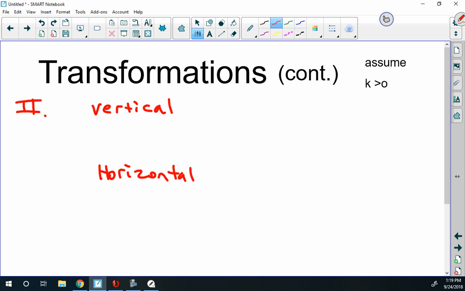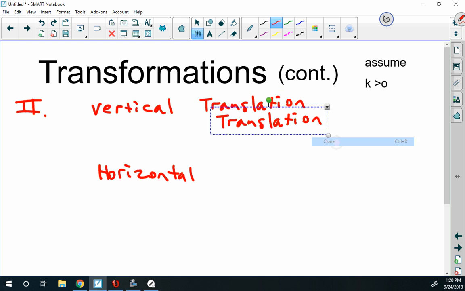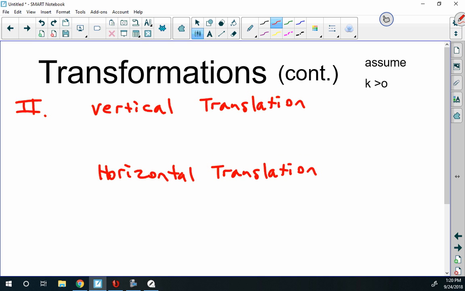Translating. These are called vertical translations. A vertical translation and a horizontal translation. So this is the second type of transformation, translating something, which is essentially just moving it. The interesting thing about this type is it's going to retain the same shape and the same size. The object, the function, the relation, whatever you're dealing with is just going to be located in a different spot.